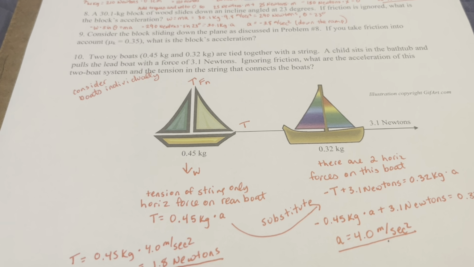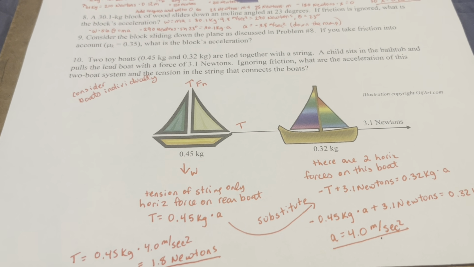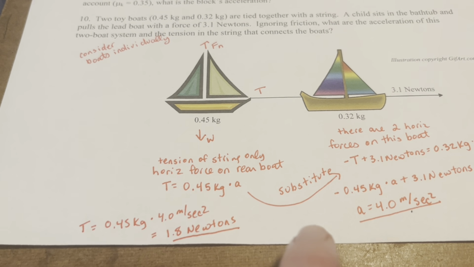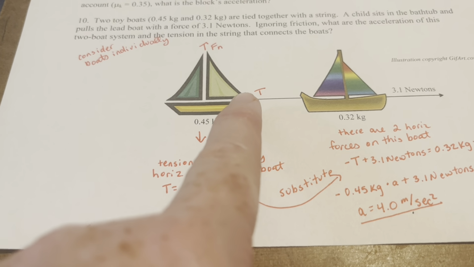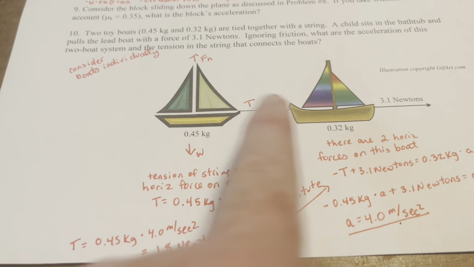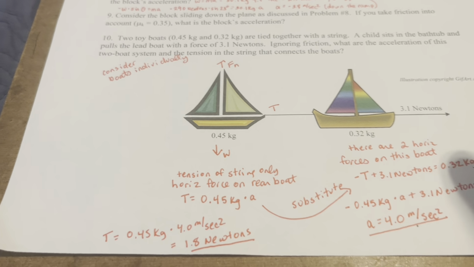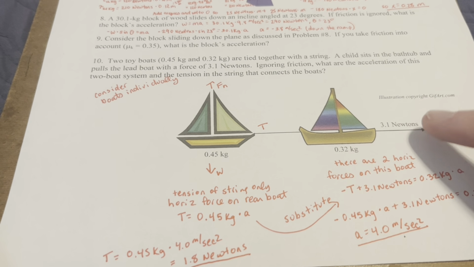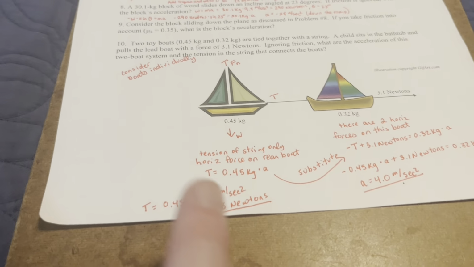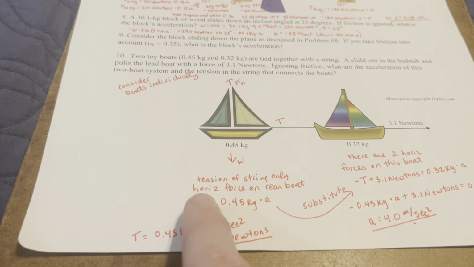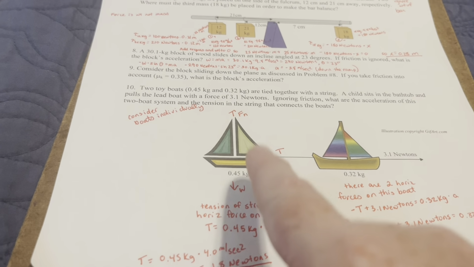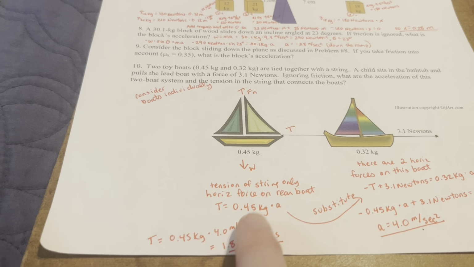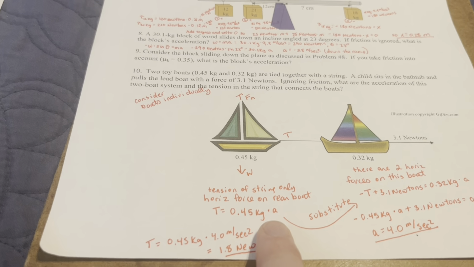So the best way to do this problem is to consider the boats individually and look at the force for each one. So this boat right here, you're going to have the tension of the string. And then over here, there's going to be 2 forces acting on it. You're going to have the tension here, and you're going to have the force of the 3.1 newtons, right? So here, with the tension of the string being the only horizontal force on this boat, you're going to have tension equals 0.45 kilograms times the acceleration, okay?